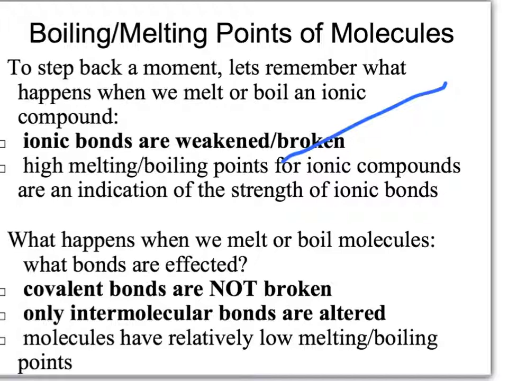If we boiled water on our stove at home and broke covalent bonds, we'd end up with hydrogen and oxygen gas and probably blow up our house every time we wanted to make pasta. Not the type of thing you want to happen. The only thing we're affecting there are intermolecular bonds. When you boil water, you still have water when you're finished. You just disrupted the interactions between the water molecules. So because we're not breaking covalent bonds and certainly not breaking ionic bonds, molecules tend to have relatively low melting and boiling points.